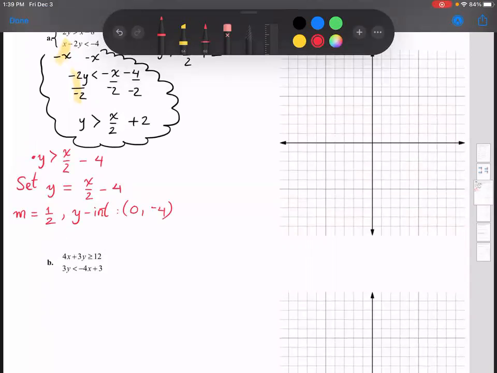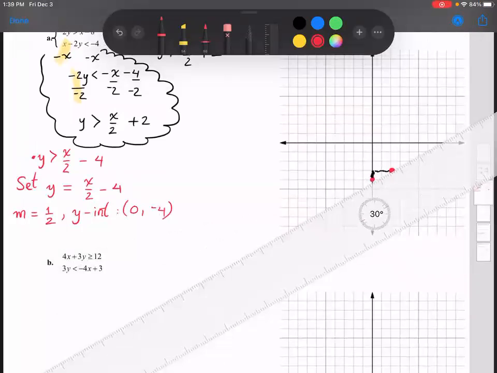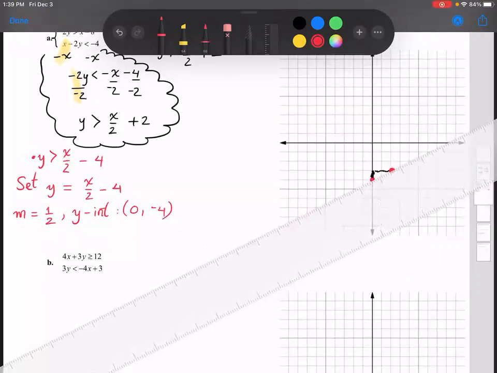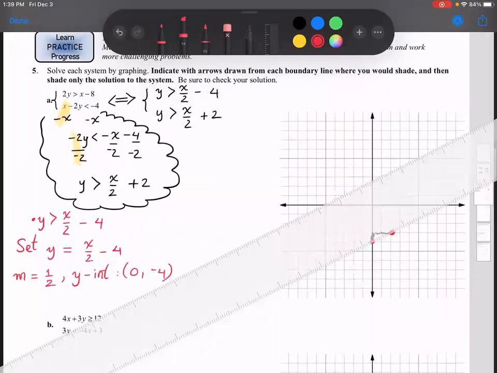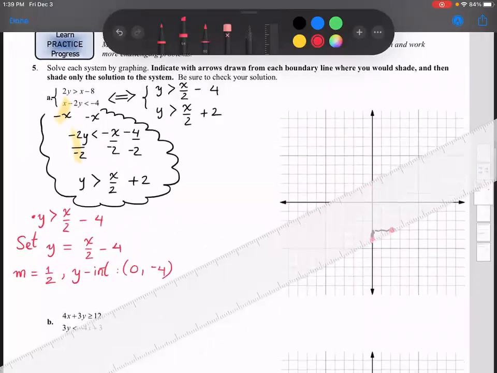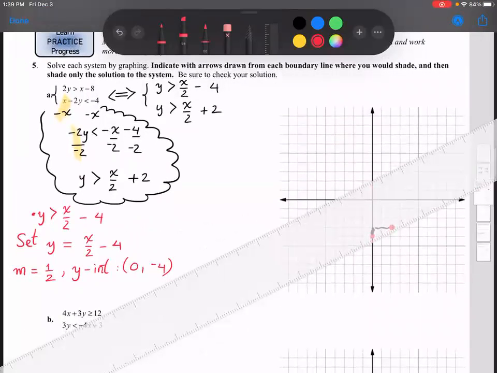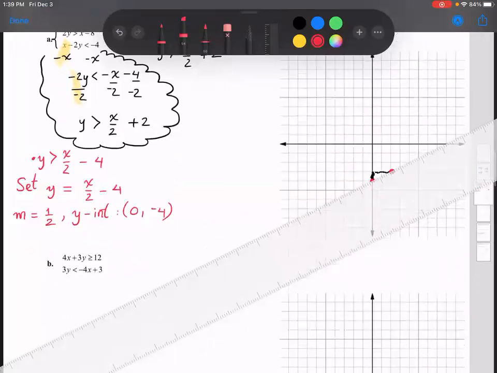So from 0, negative 4, which is right here, you rise up 1, go right 2. And now that's the second dot. Then you connect the dots. Is it going to be a solid line or dotted line? Solid or dashed? Dashed, right? Because there's no equal to, there's no equality, so it's going to be dashed.